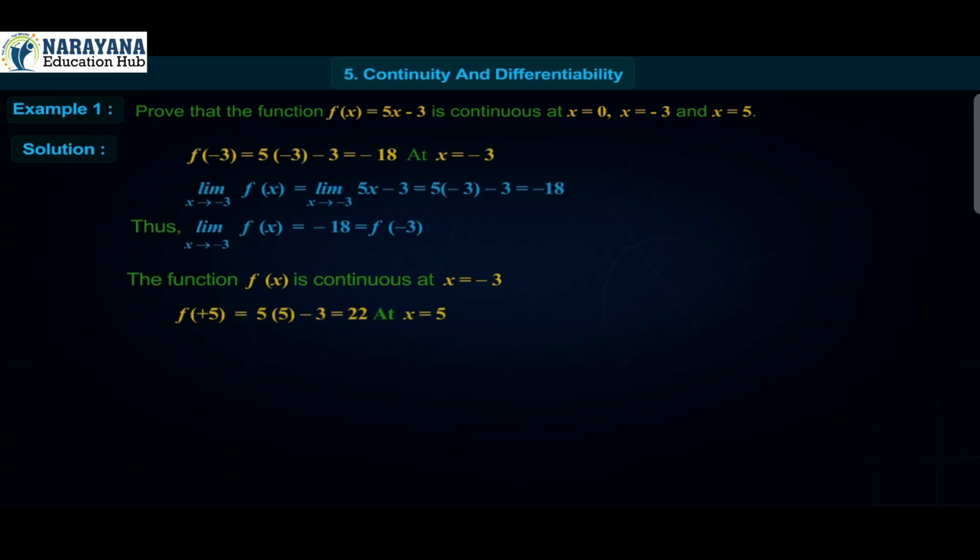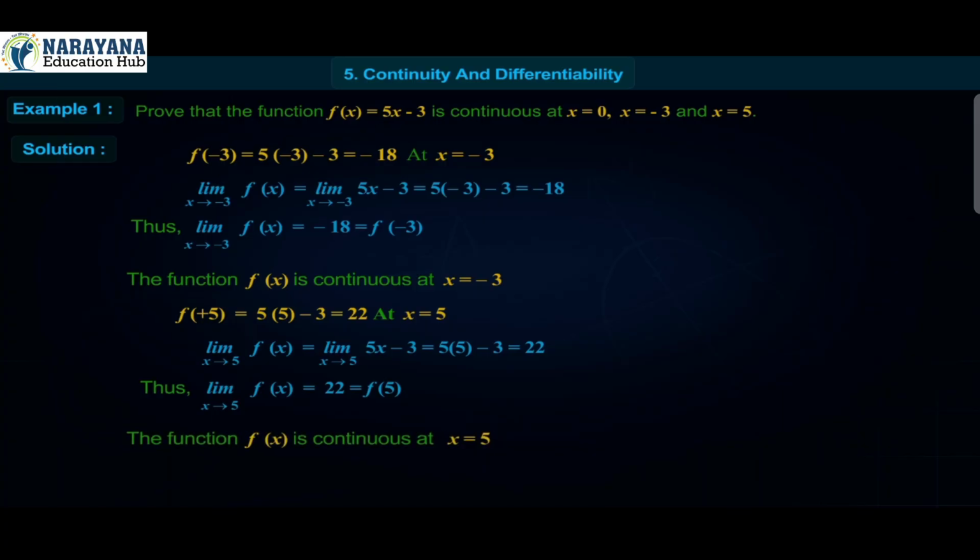f of 5 is equal to 5 into 5 minus 3, which is equal to 22 at x is equal to 5. Limit x tends to 5, f of x is equal to limit x tends to 5, 5x minus 3, which is equal to 5 into 5 minus 3, which is equal to 22. Thus, limit x tends to 5, f of x is equal to 22, which is equal to f of 5. The function f of x is continuous at x is equal to 5.